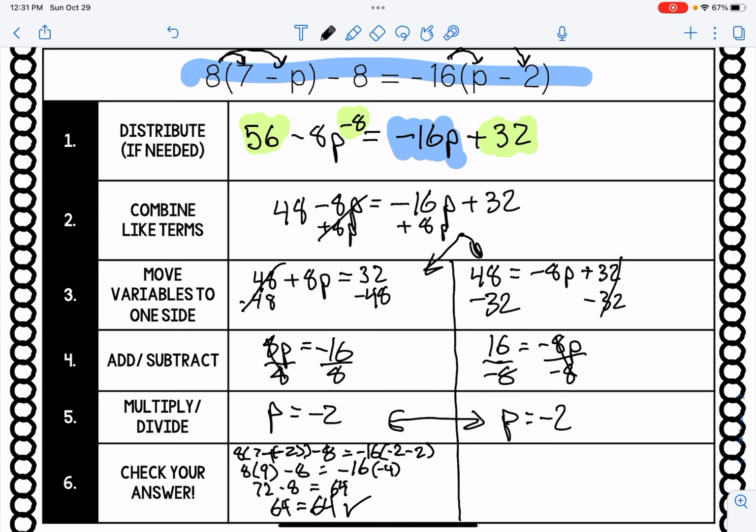So whichever way you would like to accomplish this, pick one and stick with it. Move your variables to the right or move your variables to the left. But just know that you won't be wrong if you follow the correct steps either way you do. I'm not going to bother checking here because we already checked when p is negative 2, and it worked. So that is it.